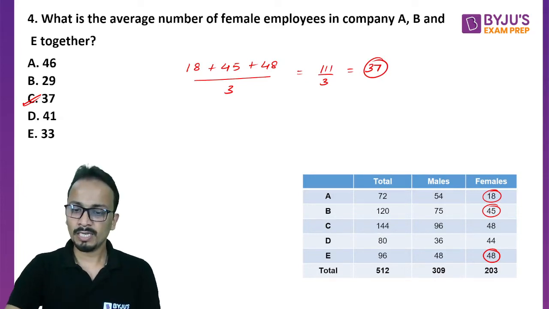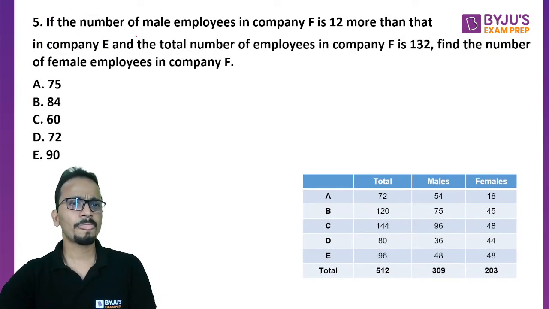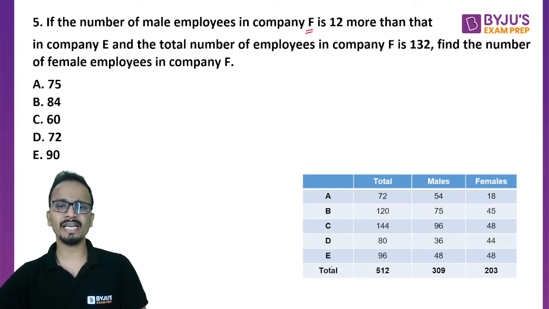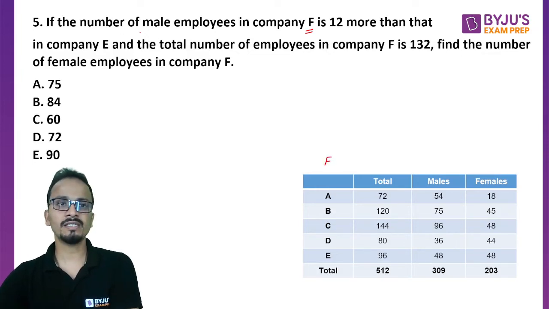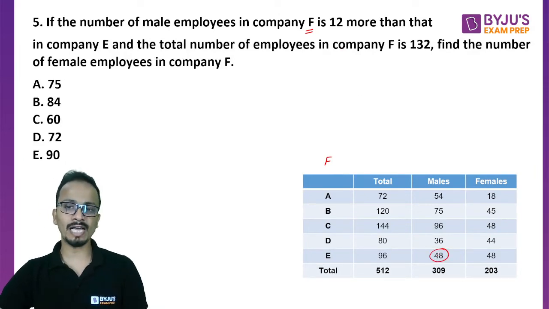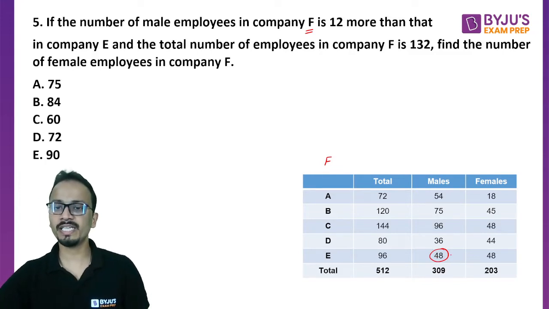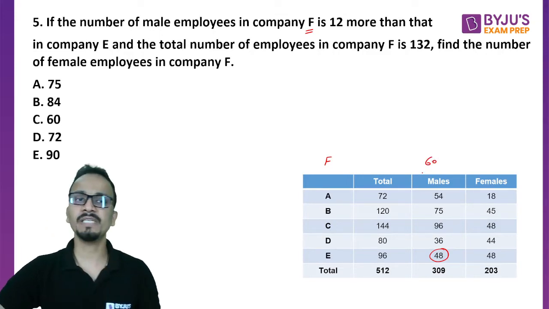Let's move on to the fifth question of this set. The question says that if the number of male employees in company F, and we have only 5 companies, so this is the additional company, is 12 more than that in company E. So the number of male employees in company F is more than the number of male employees in company E by 12. So 48 plus 12 will be 60. So 60 is the number of male employees in company F.